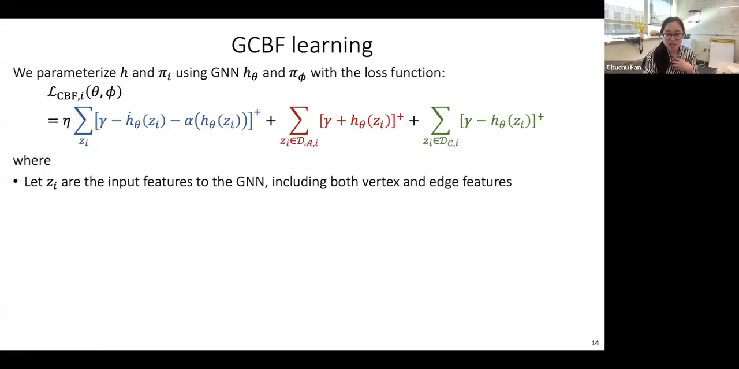It could be a static agent that is an obstacle. So those are the features. You can give as many features as you want. And the edge features could be pretty much the thing you want to know about your neighbors, right?